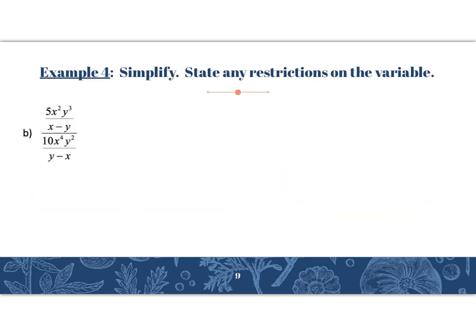All right, last one. It looks complicated, but it's really not. Remember that this is just division. So if you want to rewrite this, go ahead. You can rewrite this as 5x squared y cubed over x minus y divided by what? 10x to the 4th y squared over y minus x.